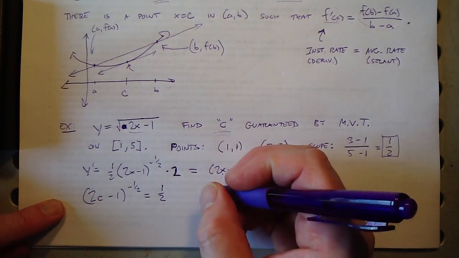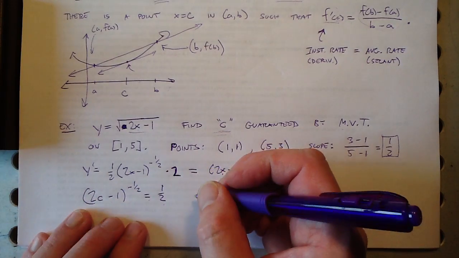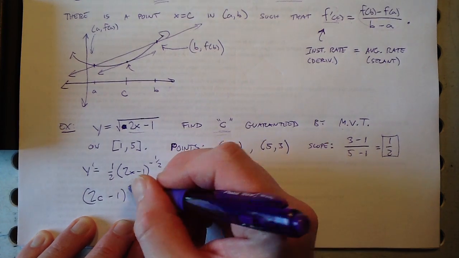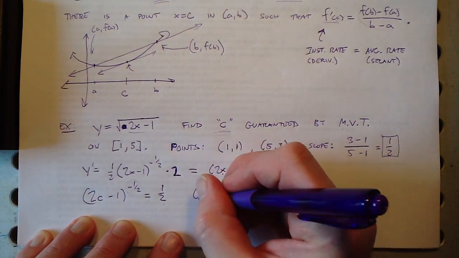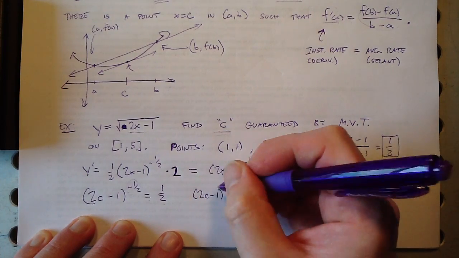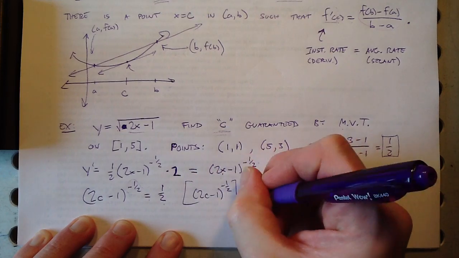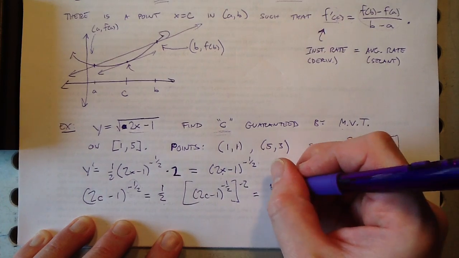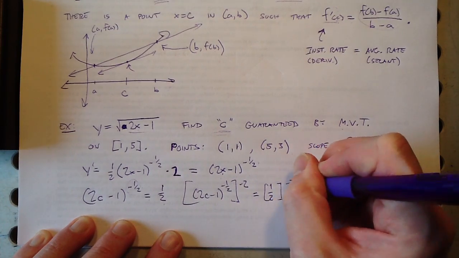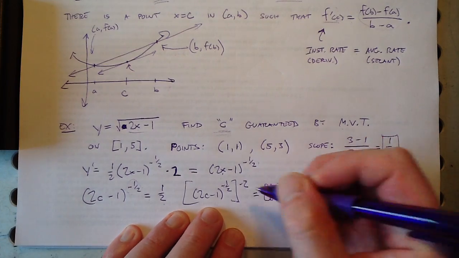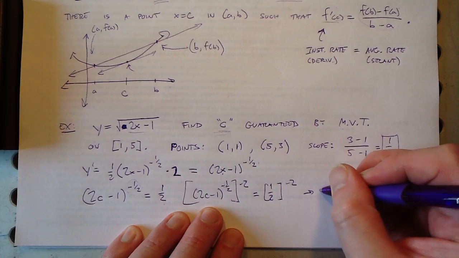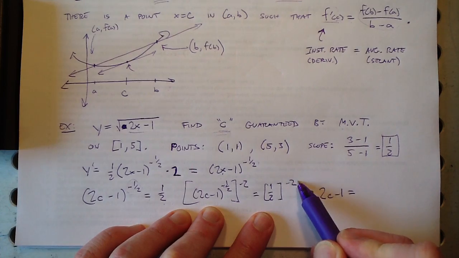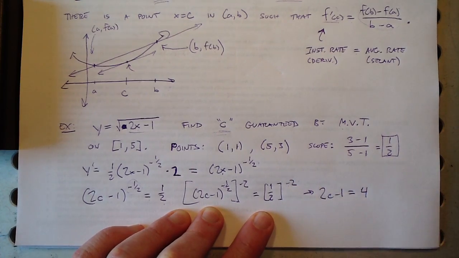All right, so let's see. How do you get rid of the negative 1/2? You'd have to raise both sides to the negative 2 power, right? So 2c minus 1 to the negative 1/2 to the negative 2, because we multiply these exponents, and that would give me 1 here, equal to 1/2 to the negative 2. Those exponents cancel, so I get 2c minus 1 is equal to 1/2 squared, which is 1/4. The negative flips it over to 4.